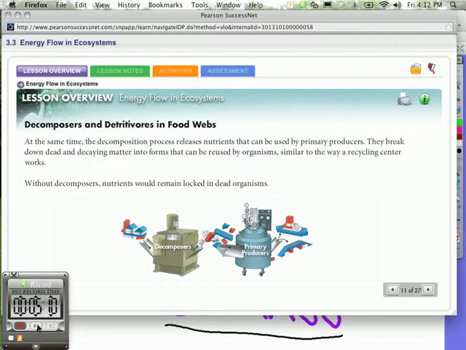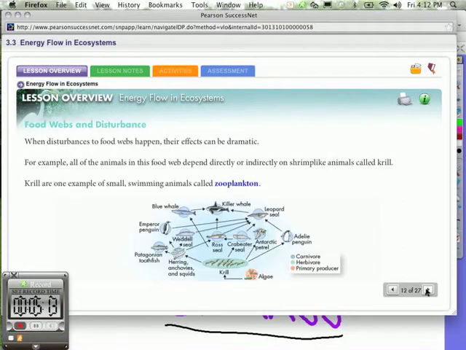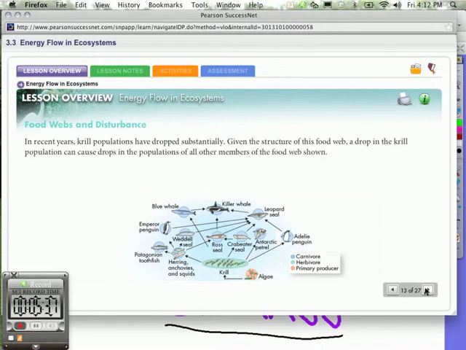Food webs and disturbance. When disturbances to food webs happen, their effects can be dramatic. This is really what you're here to learn. For example, all of the animals in this food web depend directly or indirectly on shrimp-like animals called krill. Krill are one example of small swimming animals called zooplankton. In recent years, krill populations have dropped substantially. Given the structure of this food web, a drop in the krill population can cause drops in the populations of all other members of the food web shown.